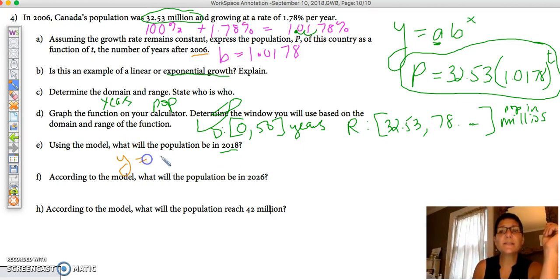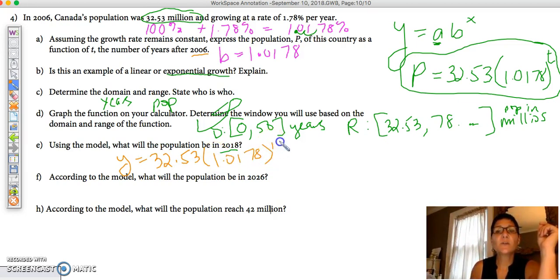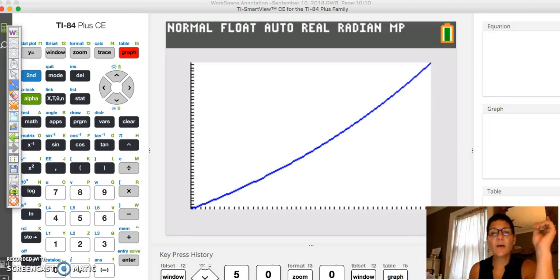So now we have y is equal to 32.53 times 1.0178 raised to the 12th power. And you could do that on your calculators. You could also go into here and you can do calculate value, because this is a calculator question.